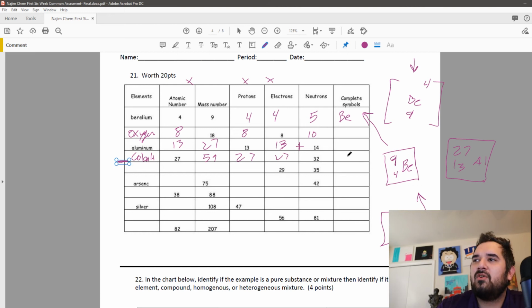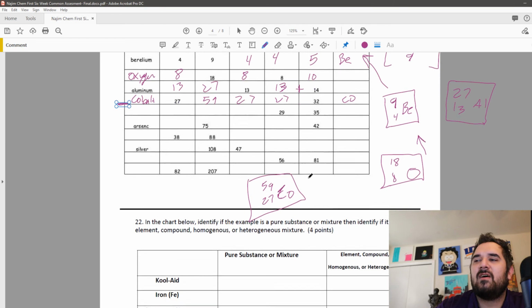And our symbol for cobalt is going to be Co. And then our nuclear notation is going to be Co-58, or Co. That should be lowercase, so I'm just going to make this capital. Co-59, 27. That's nuclear notation for cobalt. And that's all I'm going to work through here. Let's go ahead and move on to the last section.